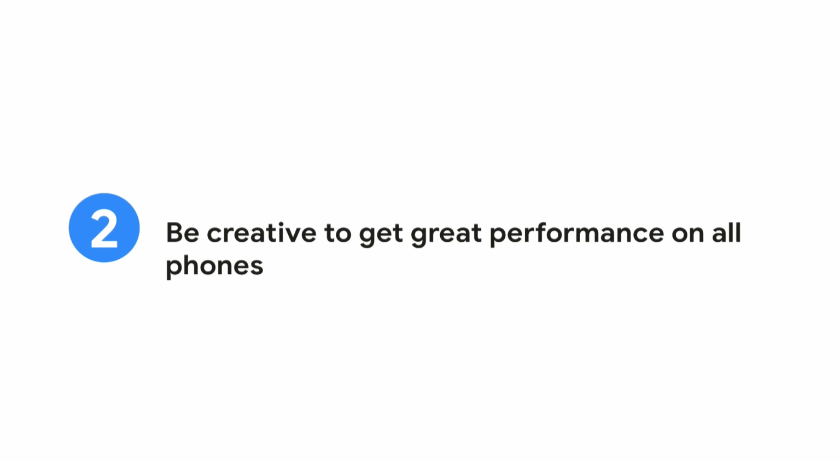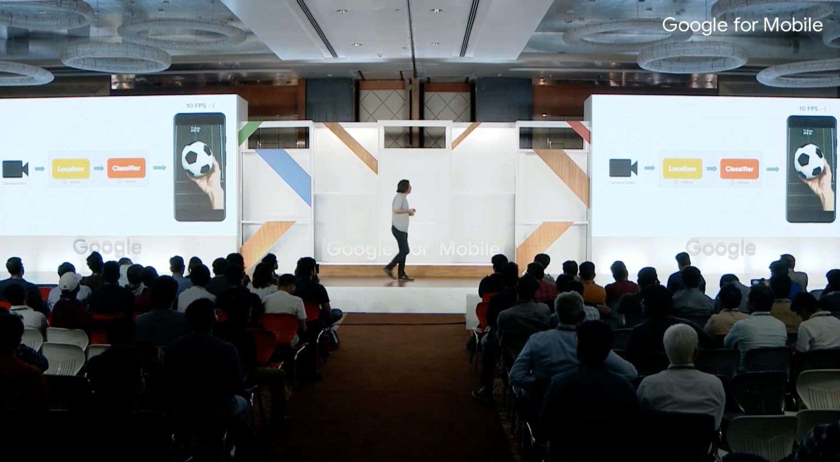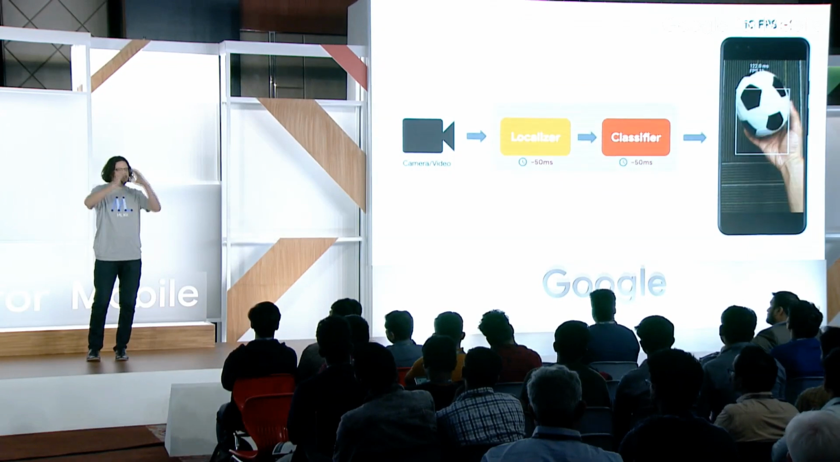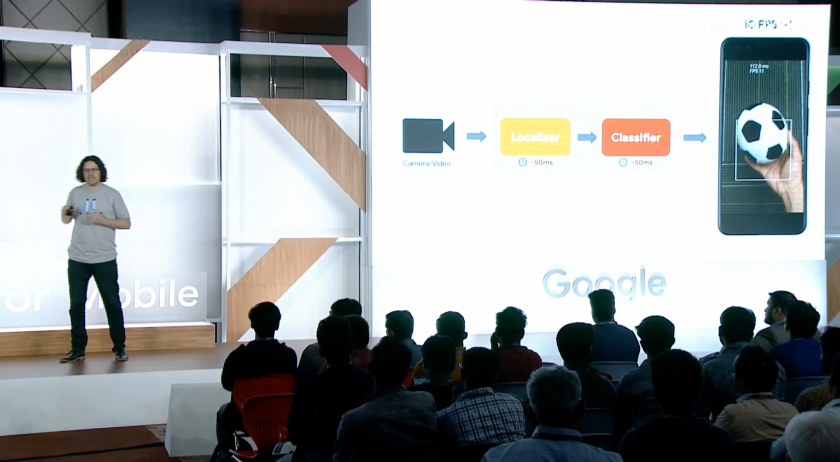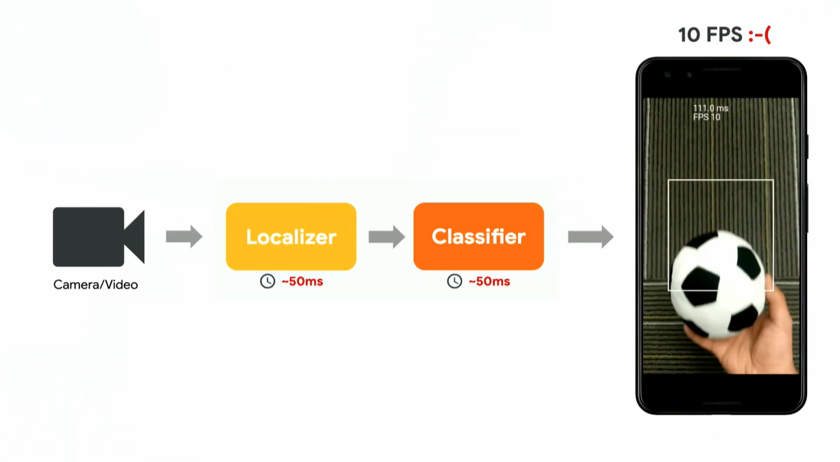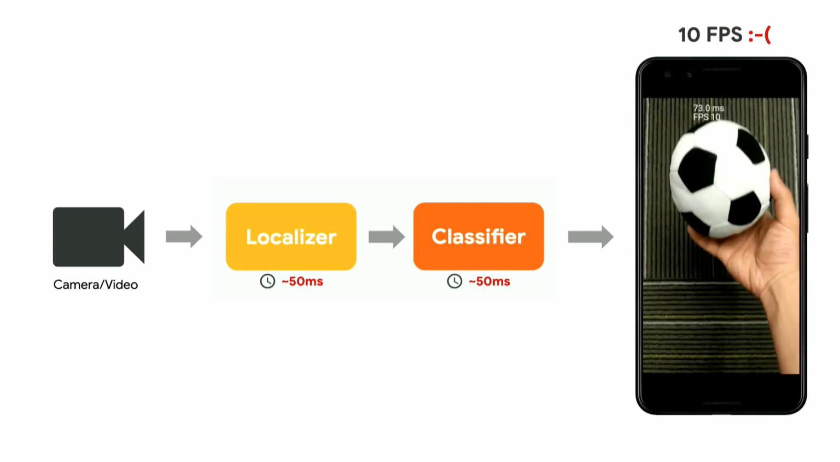Okay, lesson number 2. You should be creative to get great performance on all phones. When we built object detection and tracking, we took a couple of models, a localizer as well as a classifier. The localizer finds objects in a frame, and the classifier classifies them. Each of these models are pretty beefy. They take about 50 milliseconds to run on a Pixel 2. And let's say you run these at full speed, you can only get to about 10 frames per second. And that's on a Pixel 2, which is arguably still an OK phone.